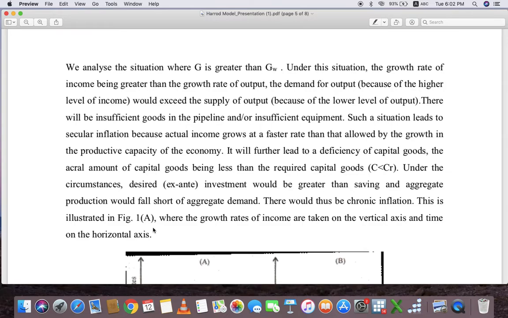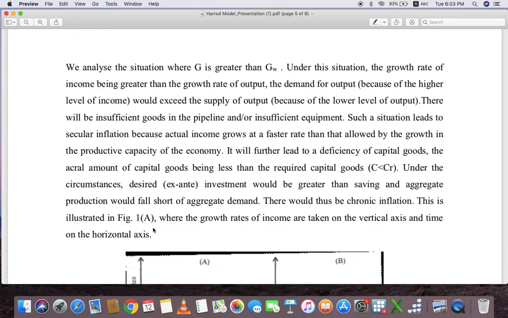Under this situation, desired investment will be greater than savings, and aggregate desired investment, because there is high demand in the market, so demand for commodities in the market. So, therefore, desired investment will be higher. Entrepreneurs will desire to invest more, but the amount of savings and aggregate production will fall short of that.